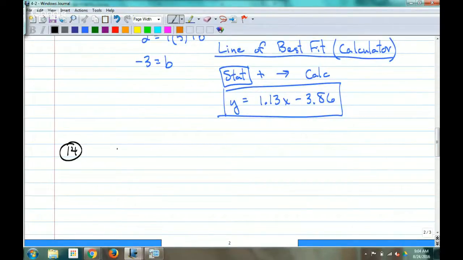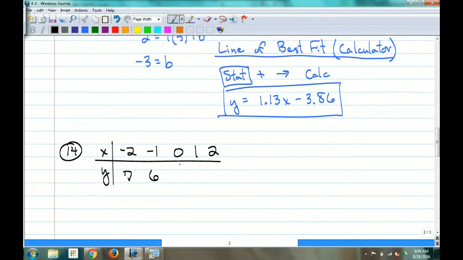Same idea. You got a table of values, x and y: x is -2, -1, 0, 1, 2, and y is 7, 3, 2, 0.